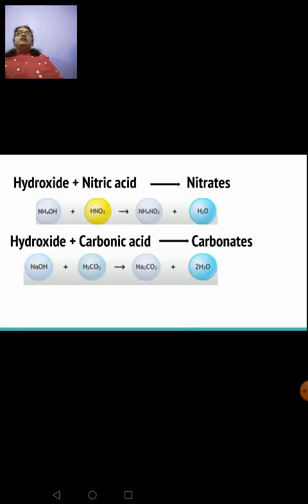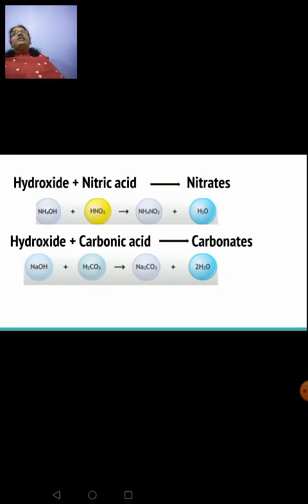Next, when a hydroxide combines with nitric acid, the salt formed will have a name ending with nitrate. Example, ammonium hydroxide combines with nitric acid. The salt formed will be nitrate. What nitrate? Ammonium nitrate and water.